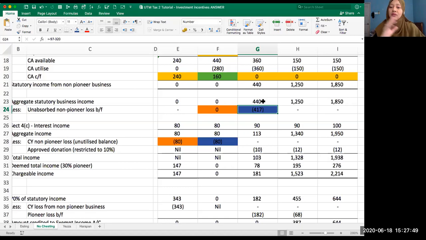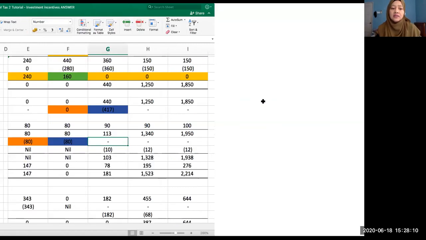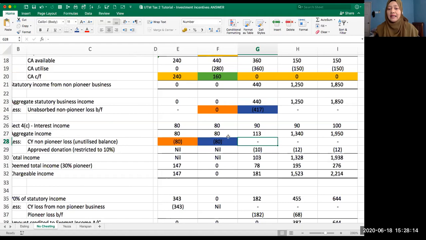Alright, you don't simply put any number then. So in this case, it's 440. Then you can minus 417 plus 90 from your rental, or from your interest, then you have aggregate income of 113. Any more loss from the current year, current year non-pioneer? Tak ada. Because why? In third year, your non-pioneer making a profit of 800, adjusted income of 800. So losses is nil for this year.